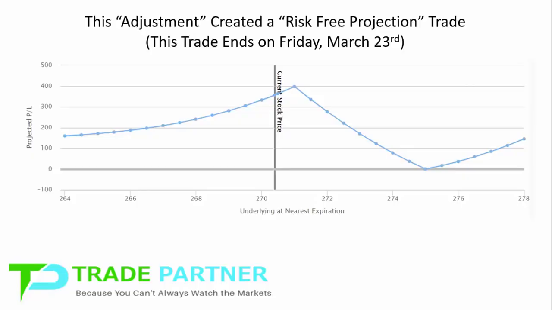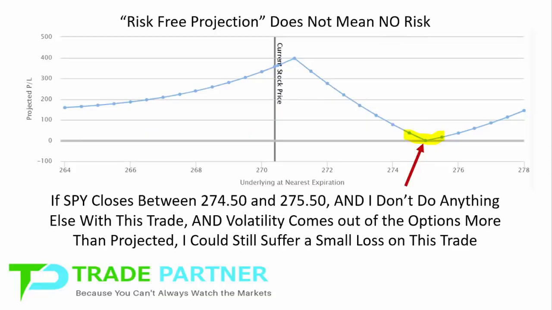And this trade, as it is, the projection graph is based on a close as of March 23rd, which is 2 days from now, Friday, March 23rd. Okay, so risk-free projection now, it's projected to not make money right at 275, but anything before or after 275, it is projected to make money, and I don't have to do anything else to this trade. I can and probably will, but that's the projection if I don't do anything else on this trade.